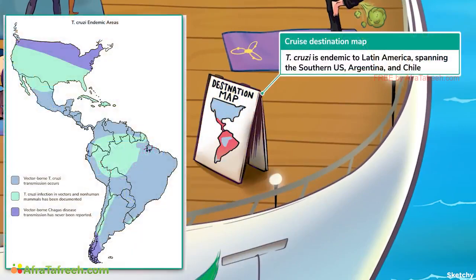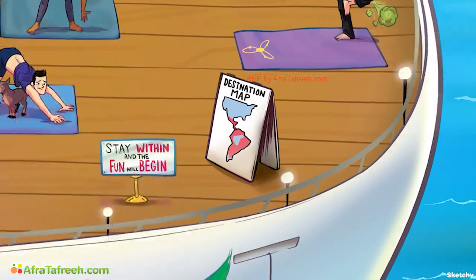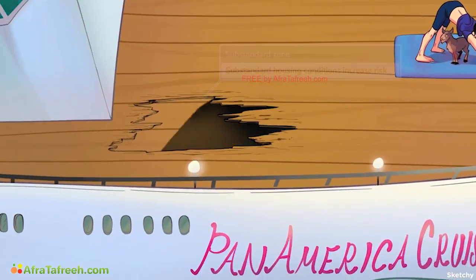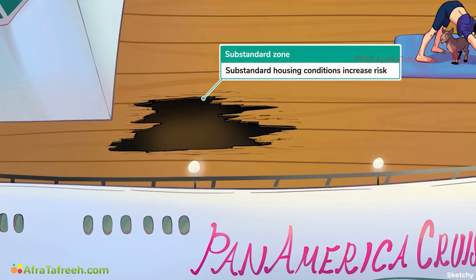Okay, let's move on to epidemiology. T. cruzi is endemic to Latin America, spanning the southern United States to Argentina and Chile. This area below deck is here to remind you that this parasitic infection is found in areas where housing conditions are less than optimal. The triadenine bug can hide in breaks and cracks in the walls or ceiling during the day and come out during the night to take a blood meal.